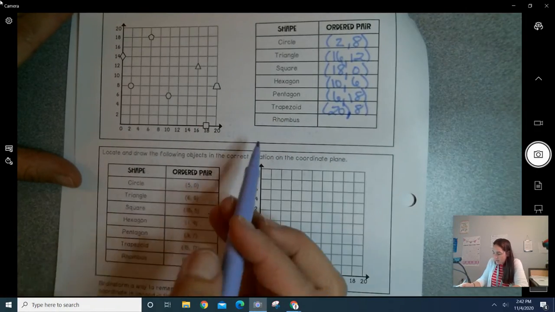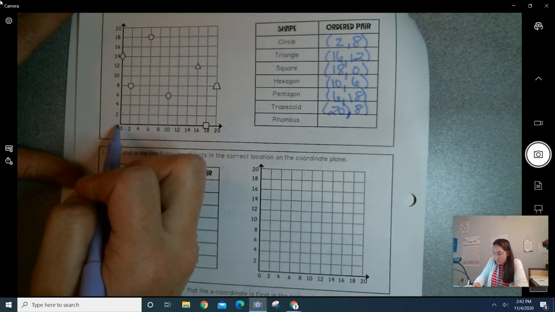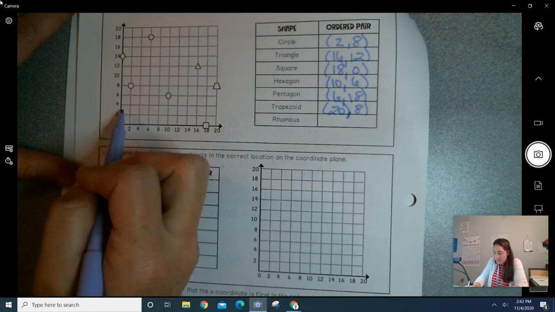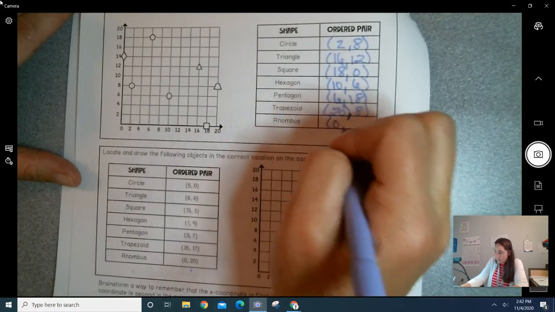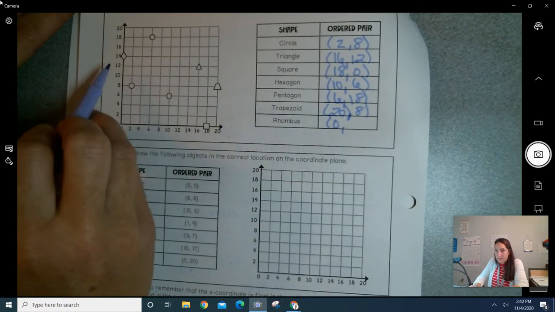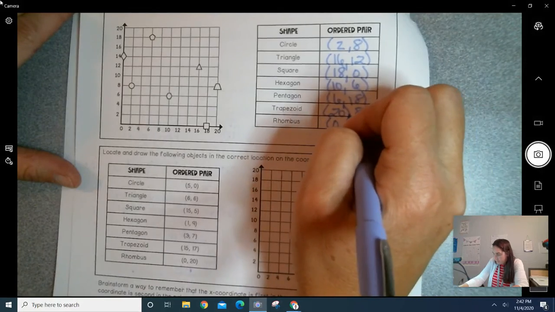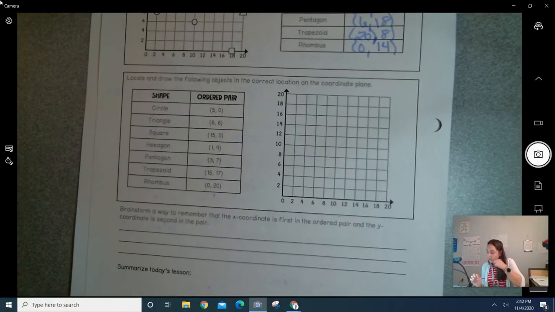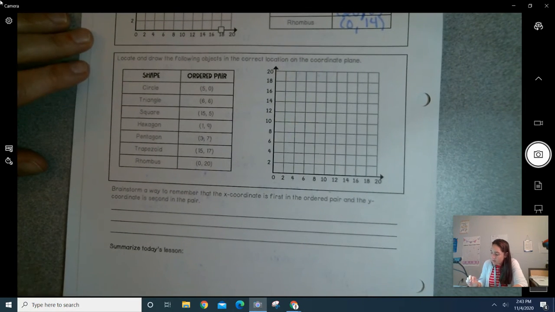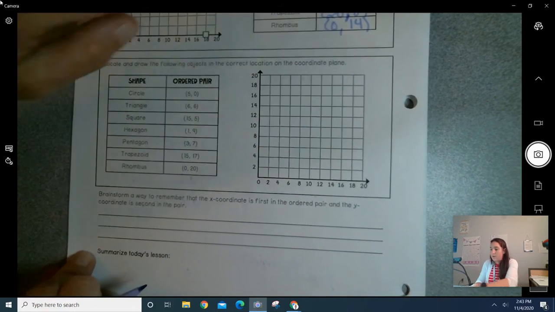And then last, the rhombus. To get to the rhombus horizontally, we didn't have to move to the right at all. We needed to stay at 0. So we put 0. And then to get up to the rhombus, we go up 14. Okay. For the next part, it says locate and draw the following objects in the correct location on the coordinate plane. I'm going to do a few of these with you, and then I want you to do a few of these at home so that we can check it.